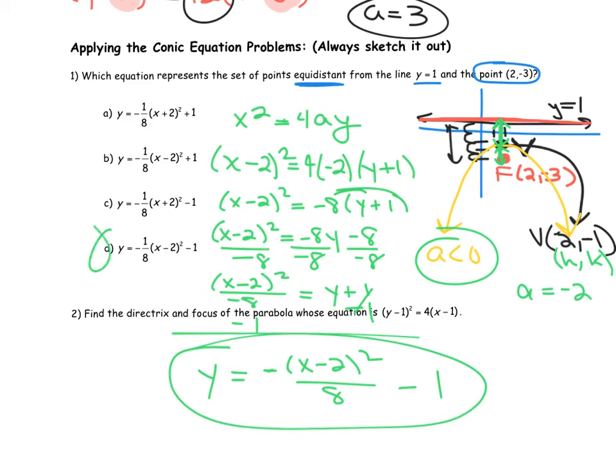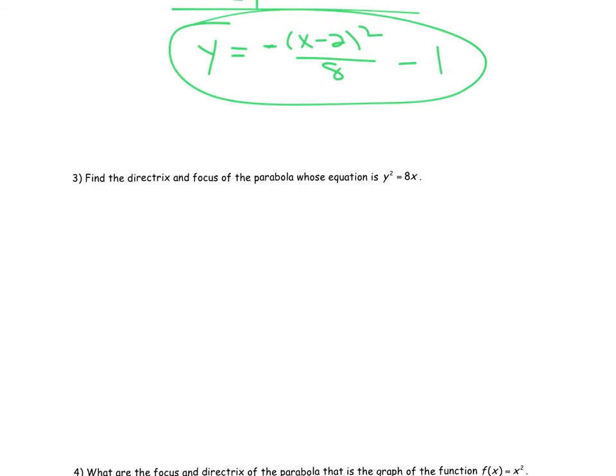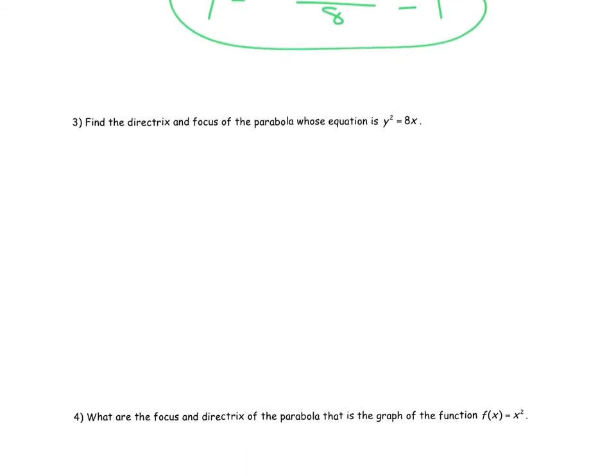Okay, let's move on. So I actually want to take a look at question number 3. We want to find the directrix and the focus of the parabola whose equation is given. So we have the equation y squared equals 8x. You need to recognize we're dealing with now a sideways parabola, and we're going to figure out whether it's facing right or facing left.